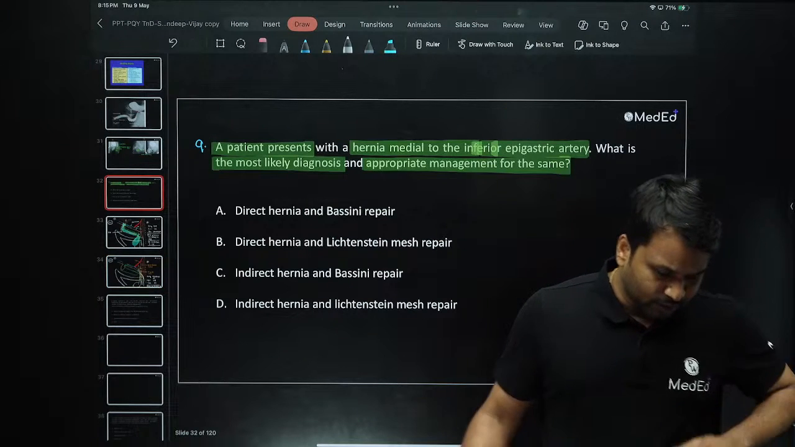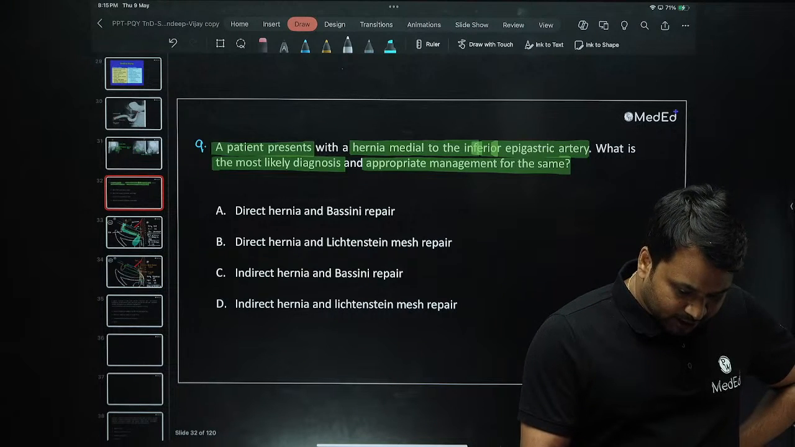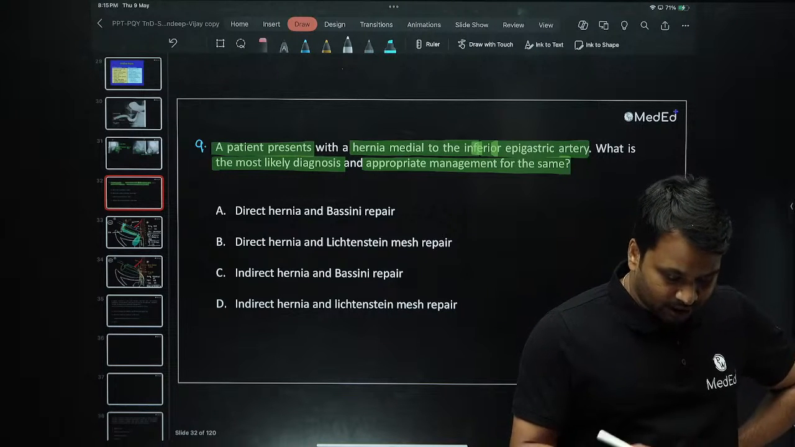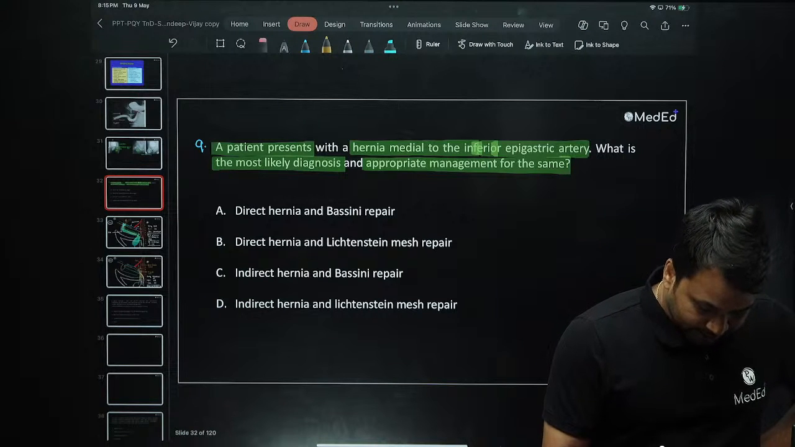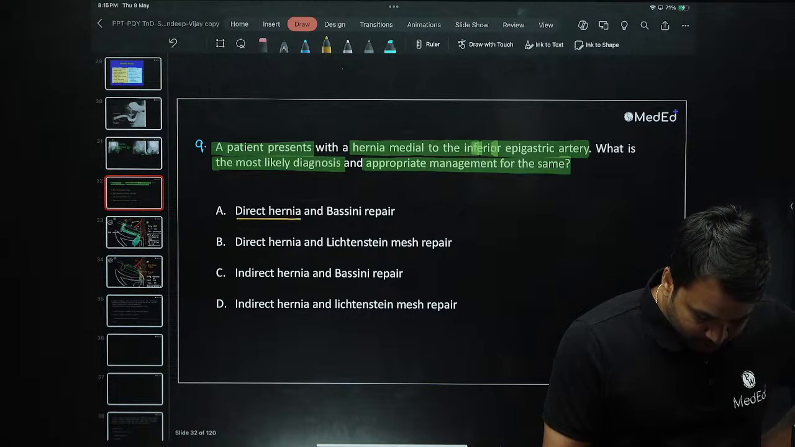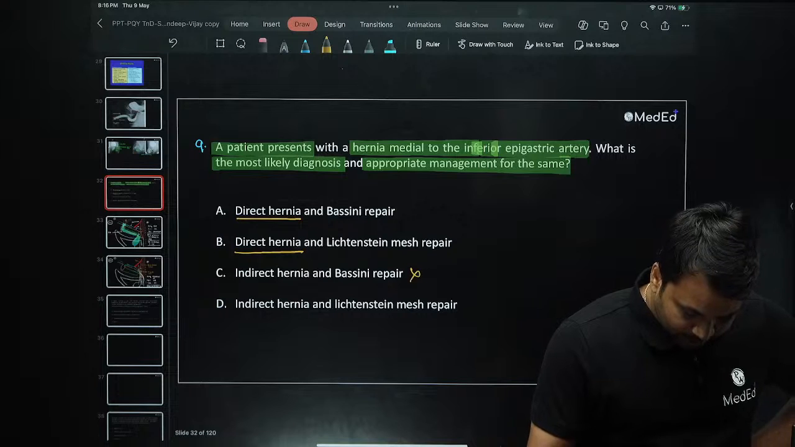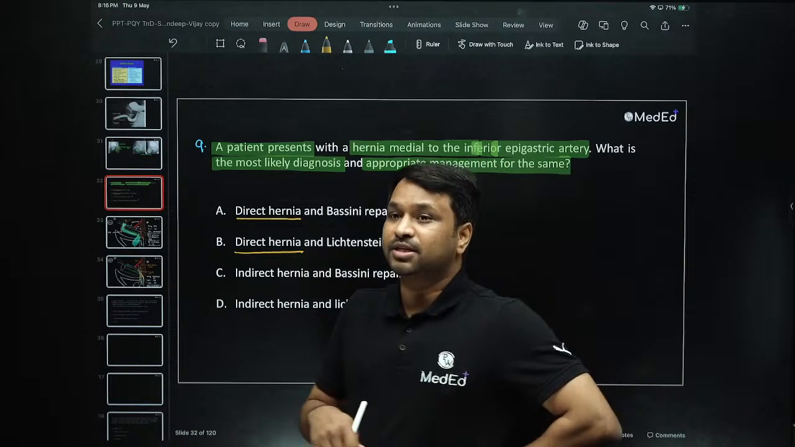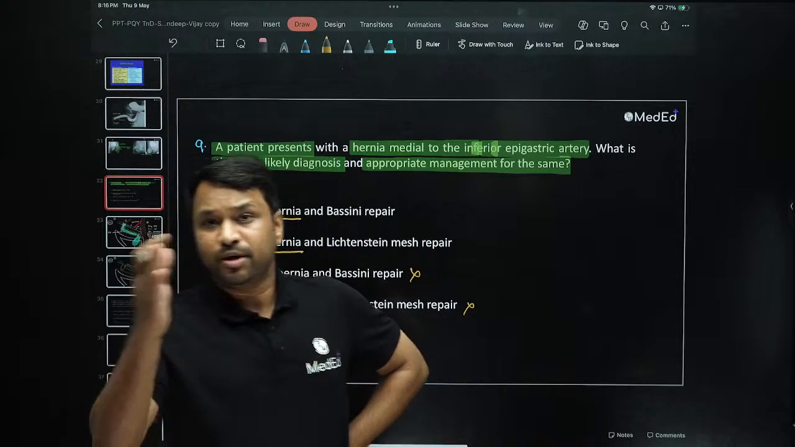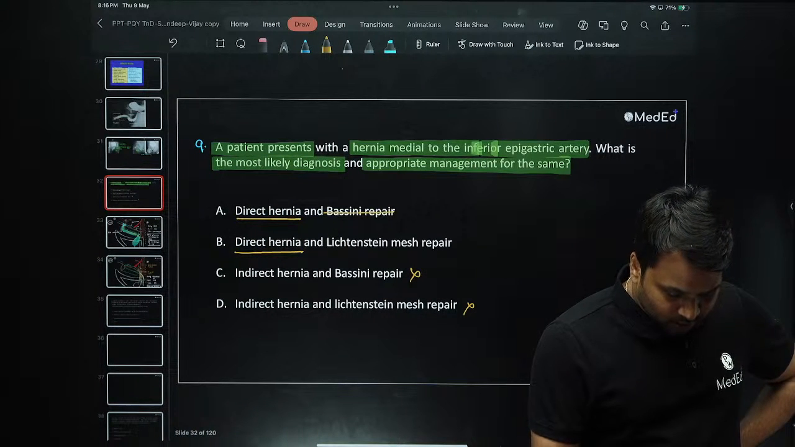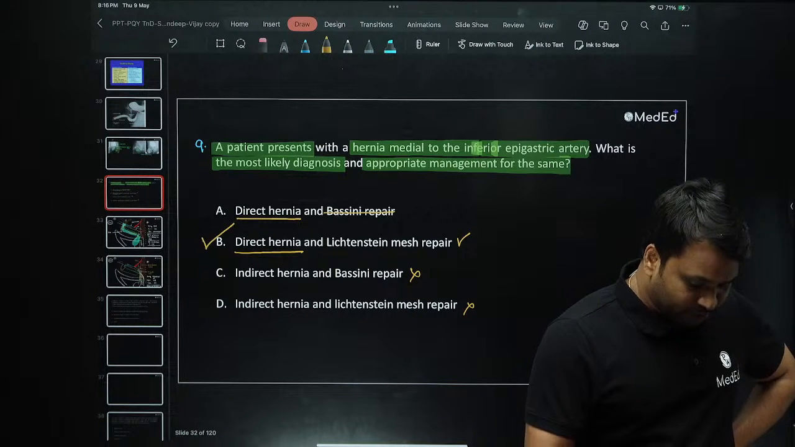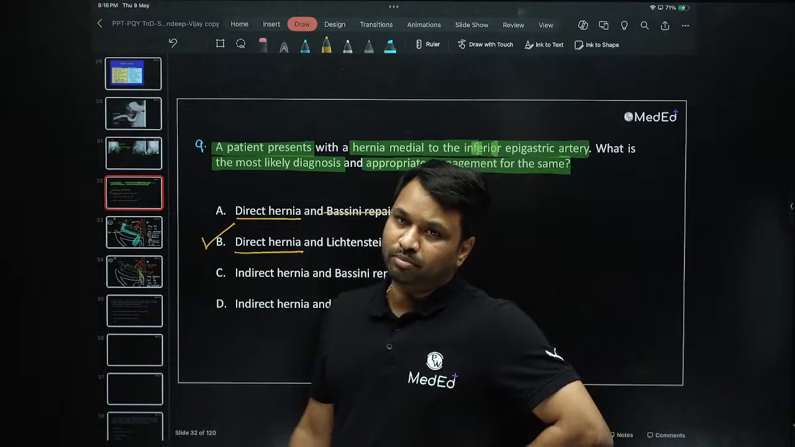Now the question is, the patient presents with a hernia medial to the inferior epigastric artery. If it is medial, it will be direct, so the answer here has to be direct. So it cannot be indirect. If it were lateral to the inferior epigastric artery, it would be indirect, but because it is medial, it is going to be direct. Bassini's repair is not done any longer. We need mesh. So here currently your Lichtenstein tension-free mesh repair is the answer. It is going to be B for Bombay.